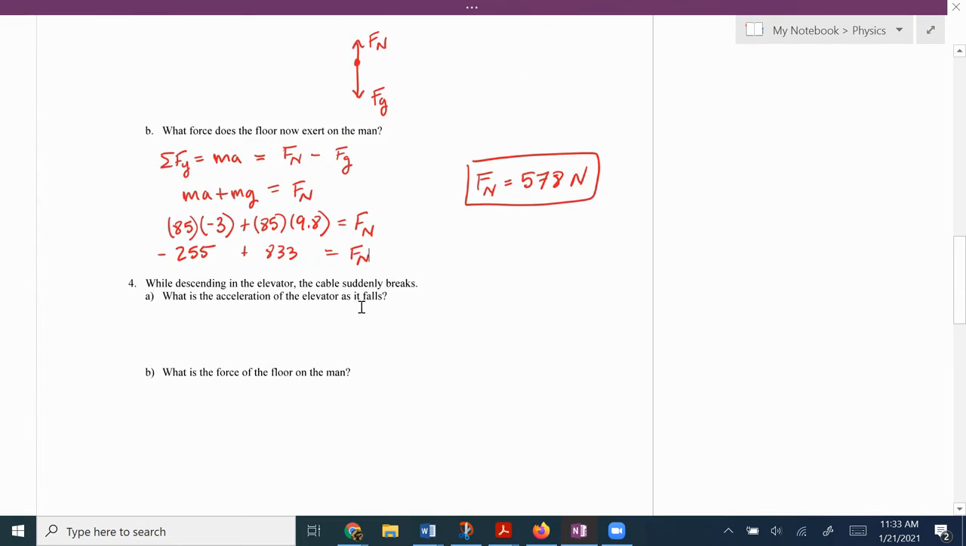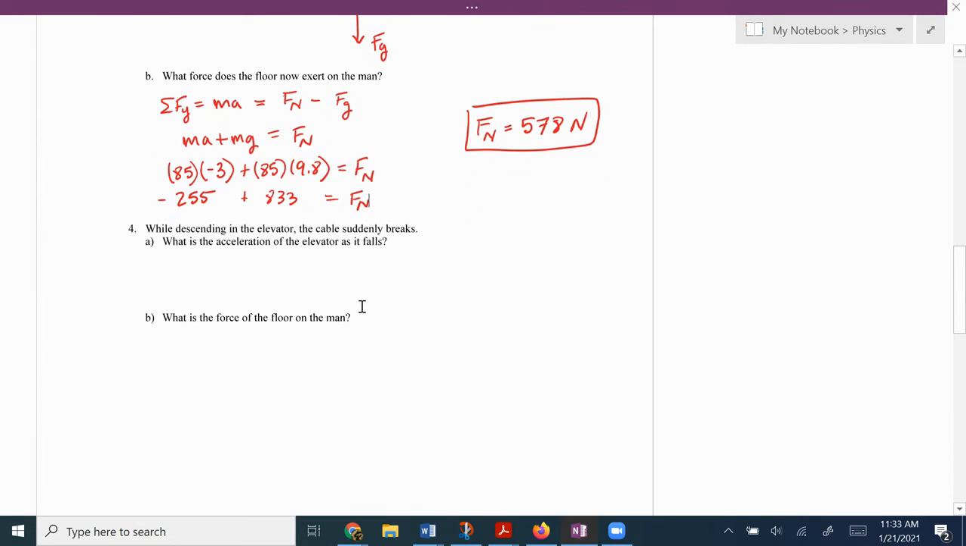So next, while descending in the elevator, the cable suddenly breaks. What is the acceleration as it falls? Anything that is falling has an acceleration of -9.8 meters per second squared. Anything falling on Earth has that acceleration.